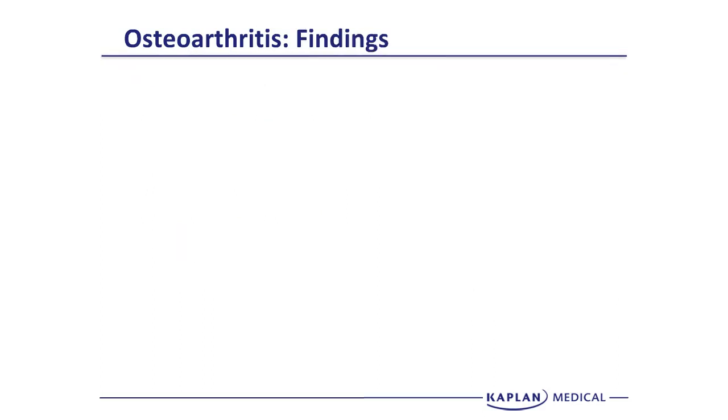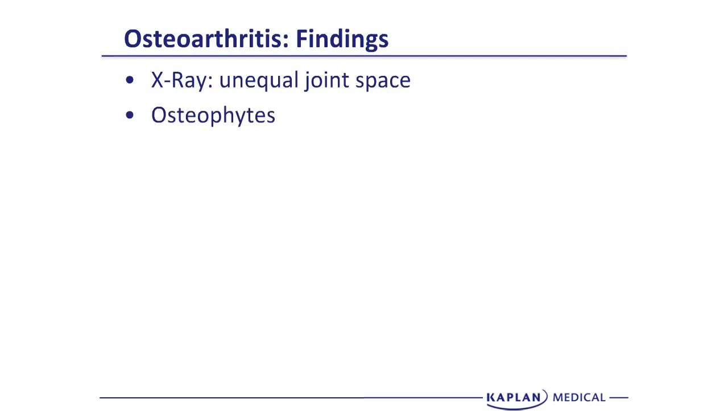So again, let's continue talking about the X-ray findings in osteoarthritis. Remember, the joints are going to be affected unequally. Okay, so there's not going to be symmetry in the joints that are being affected. It's going to be very different. There's also going to be osteophyte formation. This is a reparatory effort of the joints to try to repair the damage that is being caused in the joint.